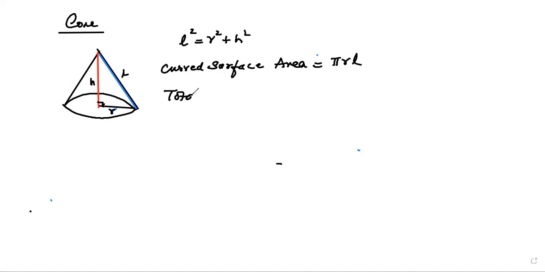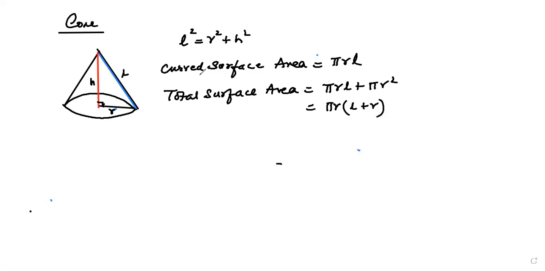Total surface area of a cone is given by the formula pi r l plus one round surface area, which is pi r square. Pi r l plus pi r square: curved surface area plus round surface area. But what is common? Pi r. So pi r times l plus r.